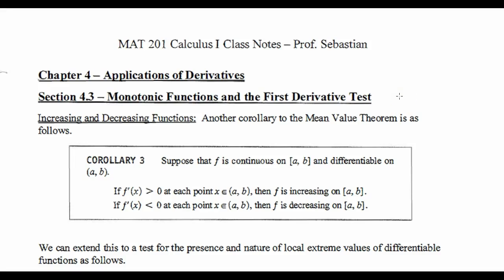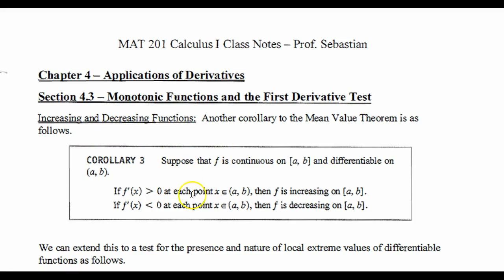Okay, we've moved into section 4.3. We're still in chapter 4, of course, applications of derivatives. And in this section, we're talking about monotonic functions and what is called the first derivative test. So a monotonic function is a function that is either always increasing or always decreasing.